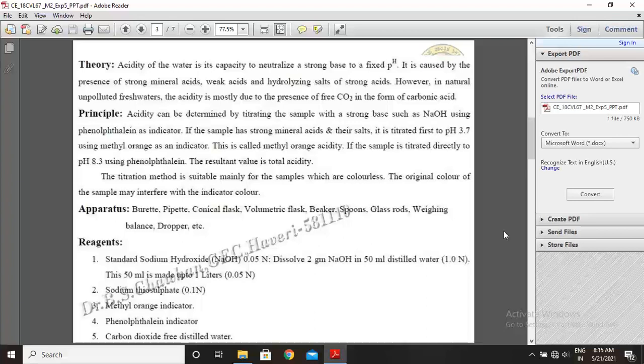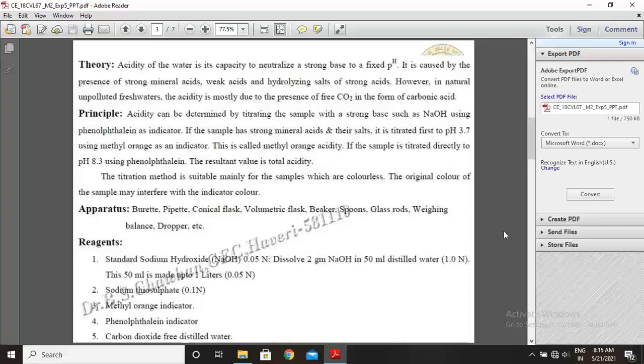How to prepare these reagents? Let us see. Dissolve 2 gram sodium hydroxide in 50 ml distilled water. This 50 ml is made up to 1 liter with double distilled water. Now this becomes standard sodium hydroxide of 0.05 normality.